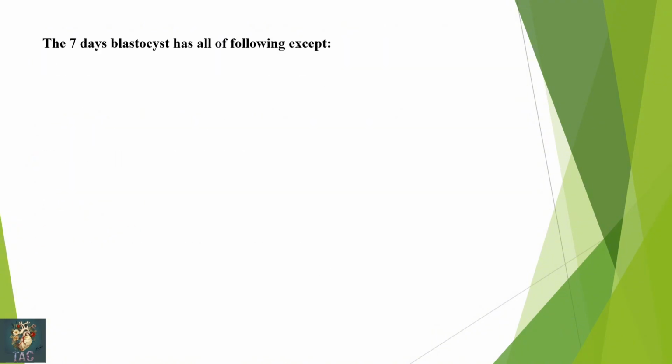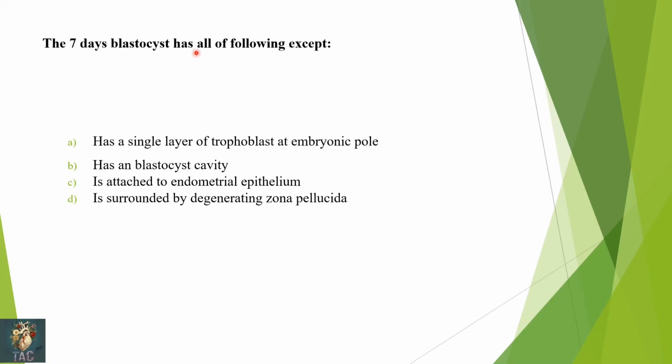Next: the 7-day blastocyst has all of the following except: a single layer of trophoblast at the embryonic pole, a blastocyst cavity, attachment to the endometrial epithelium, and being surrounded by the degenerating zona pellucida. So the correct option is that it has a single layer of trophoblast at the embryonic pole. This is actually an incorrect statement, and we are finding the except. So this is the answer to the question.